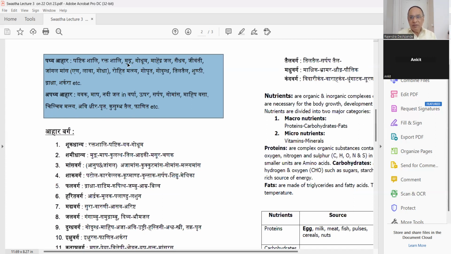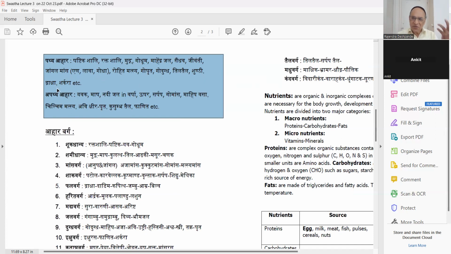Raktashali. Mudga, green gram, moong dal in Hindi, mugachi dal in Marathi. Godhuma, wheat, gavhachi poli, chapati. Mahendra Jala is not used nowadays. Saindhava, yes, we sometimes use rock salt and other types of salt. Jivanti, Jangalamansa, those terms: Ena, Lava and Godha. Rohita Matsya is good. Gogrita, cow's ghee. Godugdha, cow's milk, the best rasayana, best tonic for human beings. Tilataila, sesame oil. Shunti, Deepana Pachana, ginger.